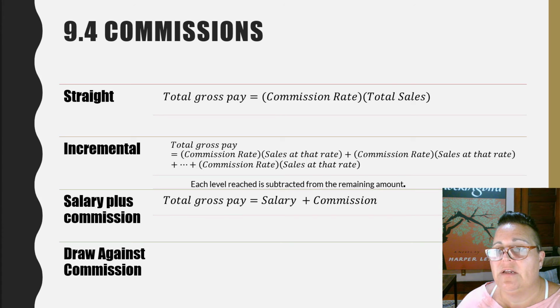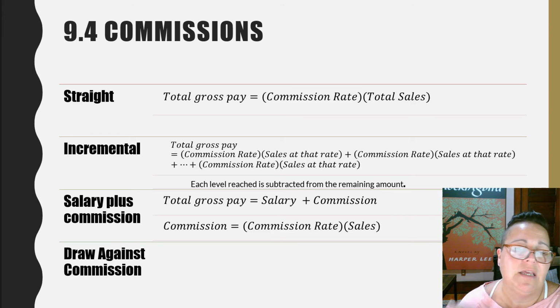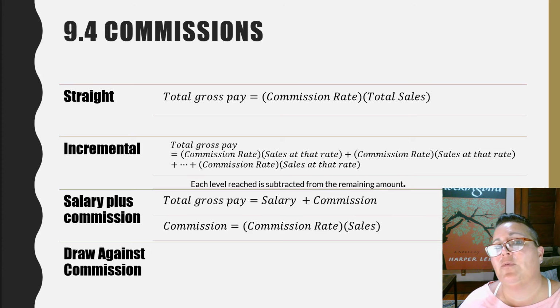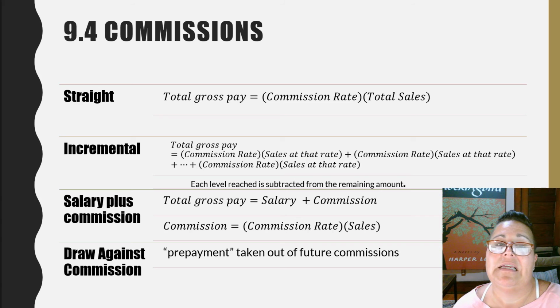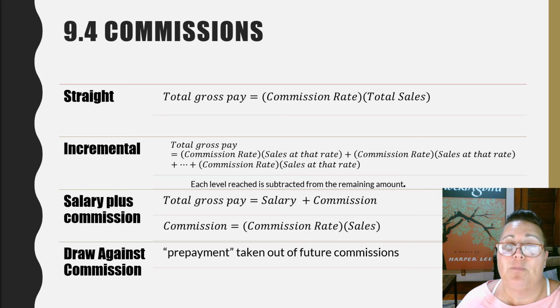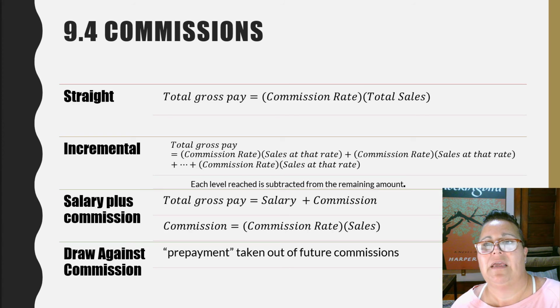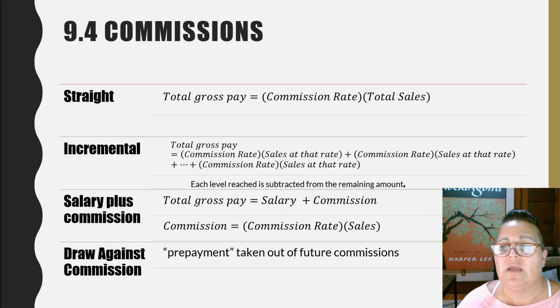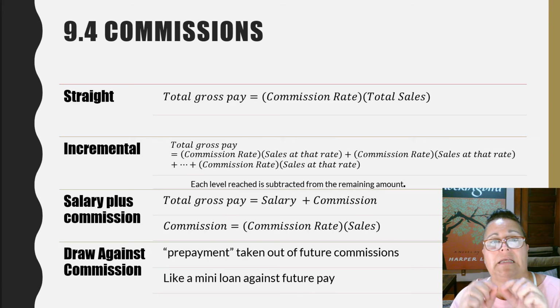Salary plus commission is where you basically promise a base salary and additional commissions. Your commission, again, is going to be the commission rate times whatever sales it's based on. Right? The last piece is a draw. What is a draw? A draw is basically a loan. Your boss agrees to prepay you out of what you may make in future commissions. It's basically a little mini loan against any future pay you might get.